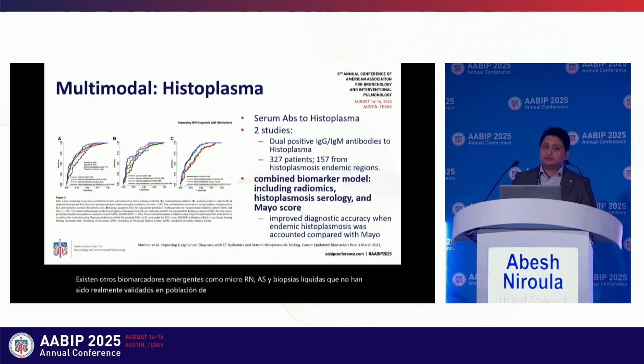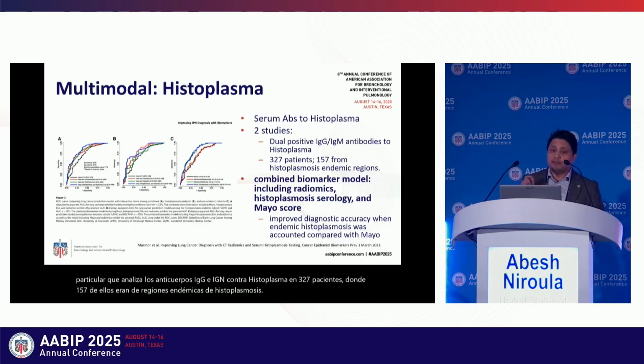Now, there are some other studies coming up, looking at a multimodal pattern. For example, in this particular study, looking at IgG and IgM antibodies to histoplasma in 327 patients, where 157 of them were from histoplasmosis endemic regions.